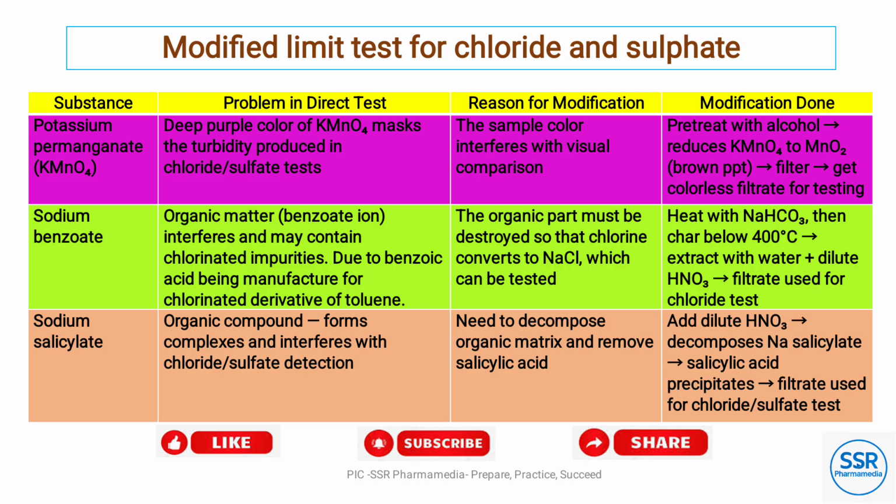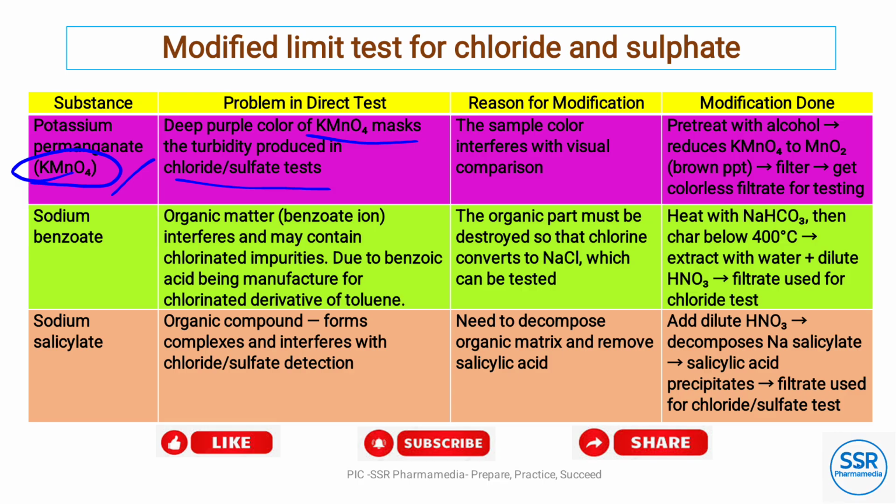So, potassium permanganate in the modified limit test for chlorides and sulfate. The problem in the direct test is that the deep purple color of potassium permanganate masks the turbidity produced in the chlorides and sulfate test. You all know potassium permanganate is a dark violet or pink color. Due to the presence of the color, we cannot report whether opalescence or turbidity is present or not. So such compounds are taken into the modified limit test.